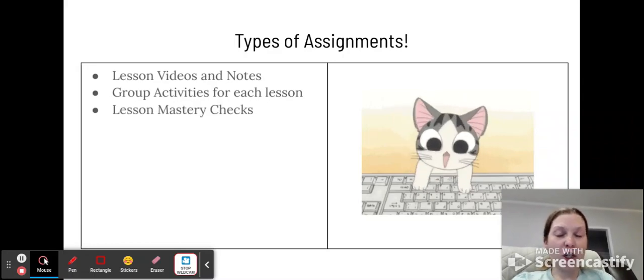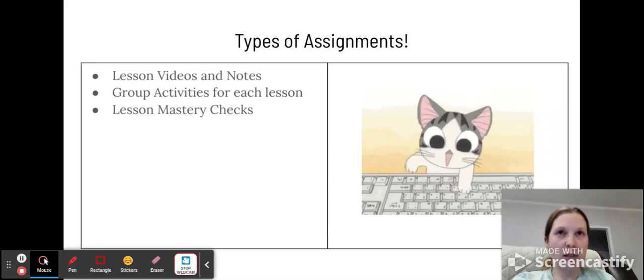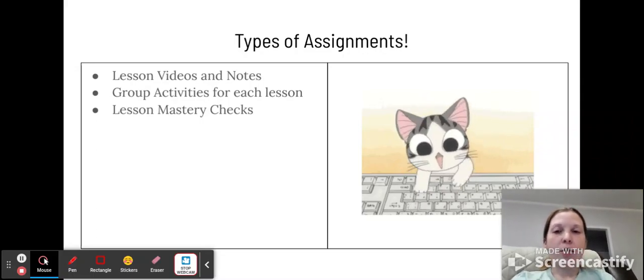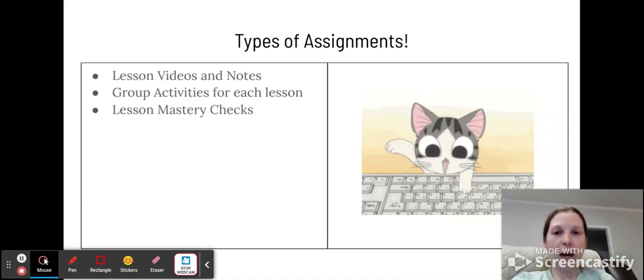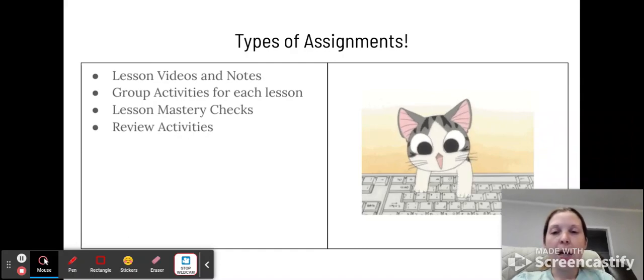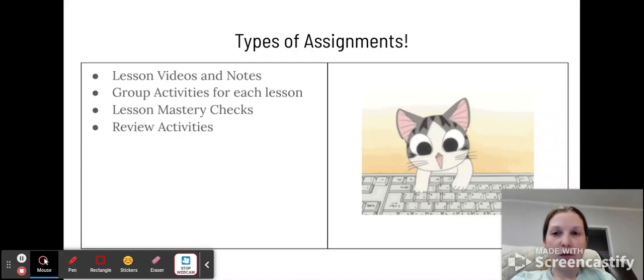You'll also have a mastery check on each lesson, and this is usually no more than 10 questions. I think some of my longer ones are 20 questions. Basically, it's like a practice, and you get a chance to try again. We're aiming for specific grades on those. You'll get review activities for the end of the unit. These are really good just to help solidify those ideas that you've learned.